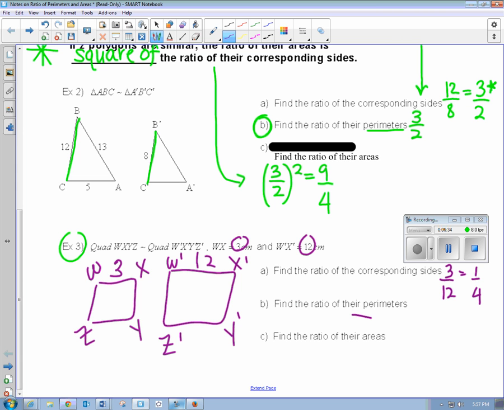Ratio of the perimeters, equal to the ratio of the sides, so 1 over 4. Ratio of the areas, this is where we have to square it, is equal to 1/4 squared. When you square a fraction, you square the top and get 1. You square the bottom and get 16. Some of you are going to tell me that 1 times 1, or 1 squared, gives you 2, but it doesn't. 1 times 1 is 1.